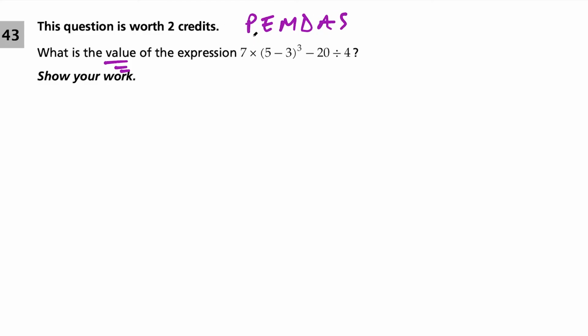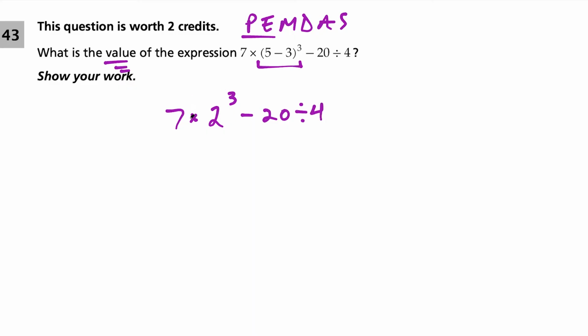So what I look for first is parentheses, exponents. And notice right away that we have 5 minus 3 to the third power. 5 minus 3 is in parentheses. So this now we could say is 7 times, and 5 minus 3 is going to work out to 2. So we have 2 to the third power, and then we have minus 20 divided by 4. So that's the first piece that we should be targeting here.